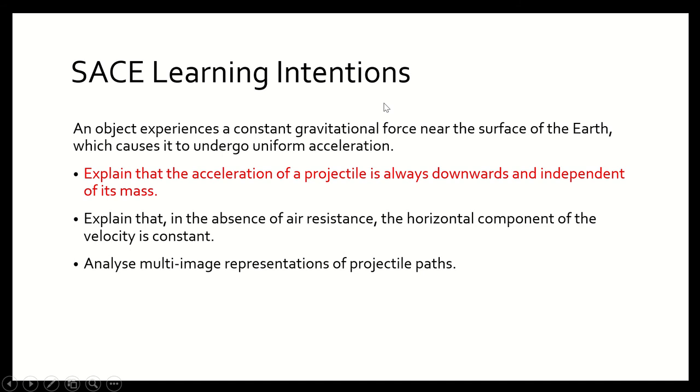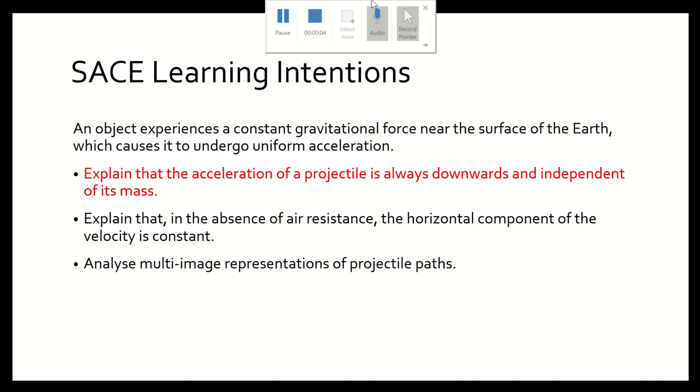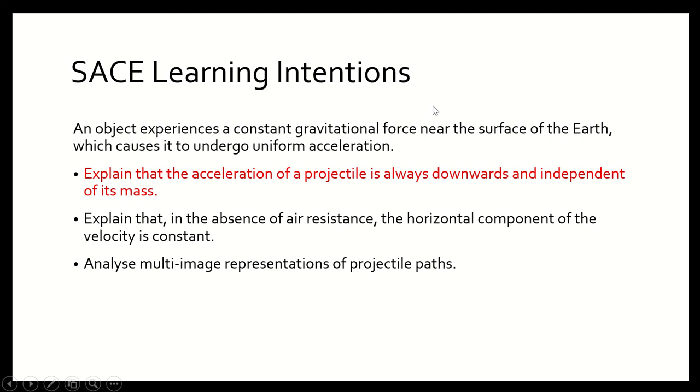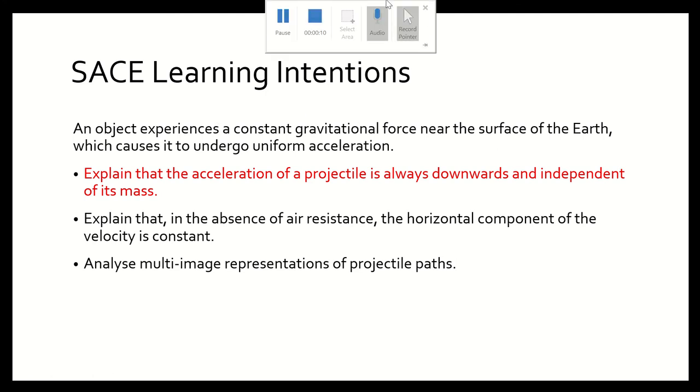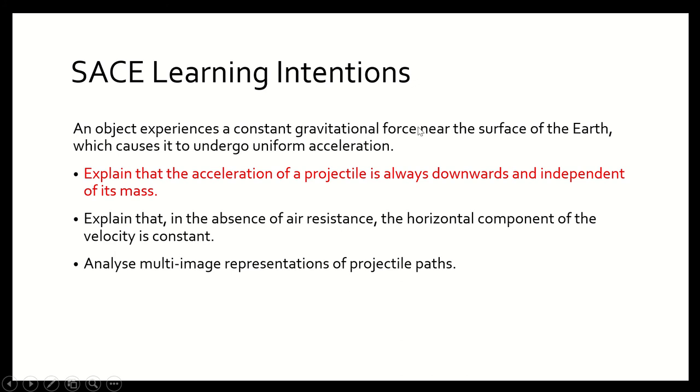So there's a lot to learn about projectile motion before we can start really getting into doing problem solving. Now, you need to know that an object experiences a constant gravitational force near the surface of the Earth, and that causes it to undergo uniform acceleration, so a constant acceleration of 9.8 meters per second downwards. Now, I added this in.